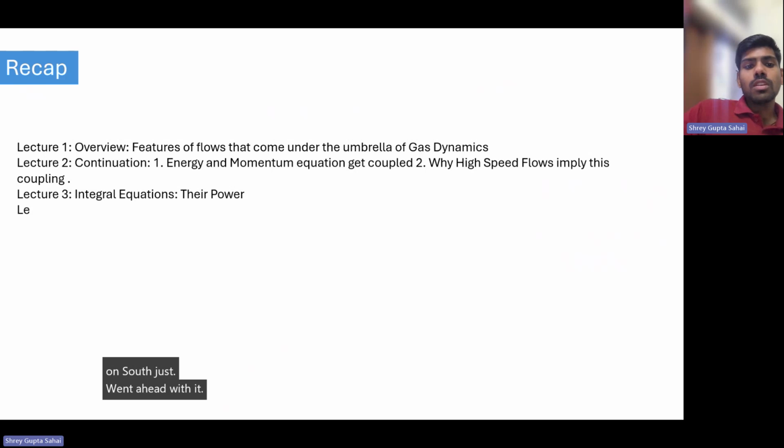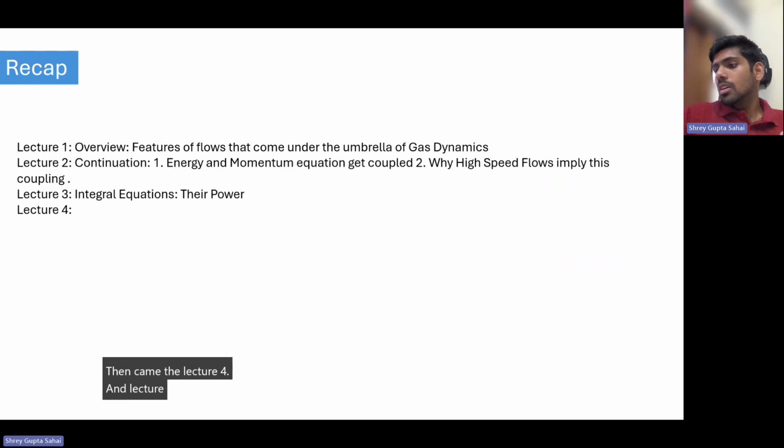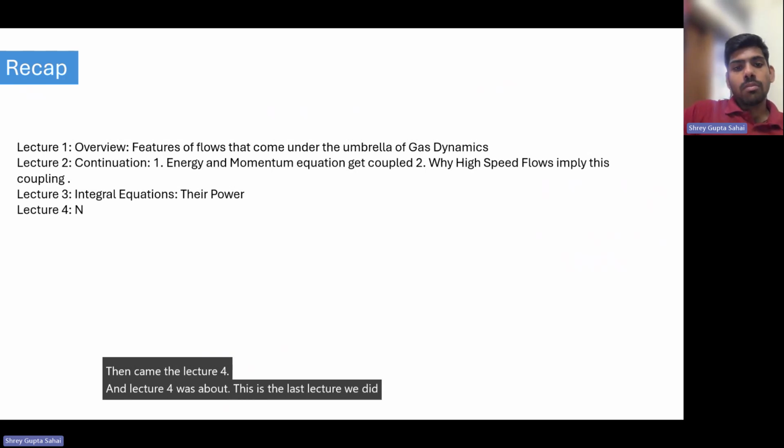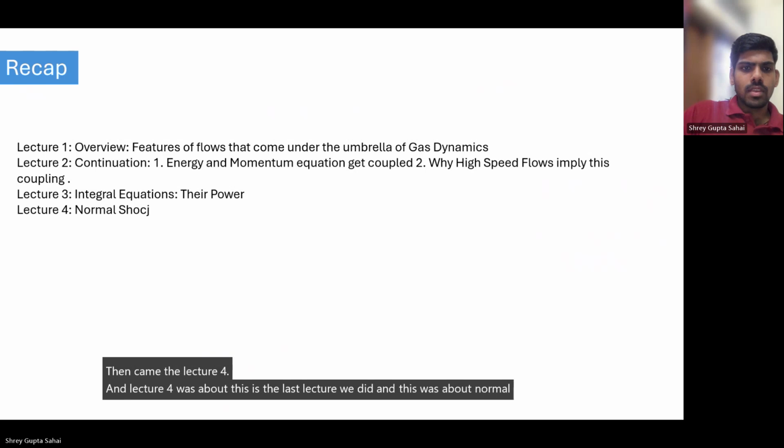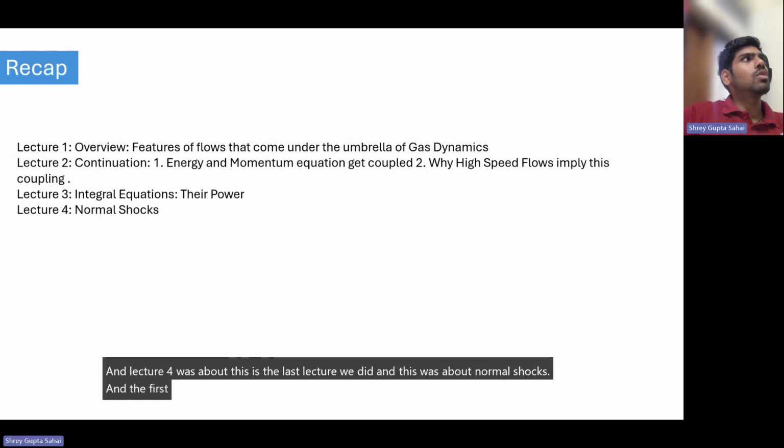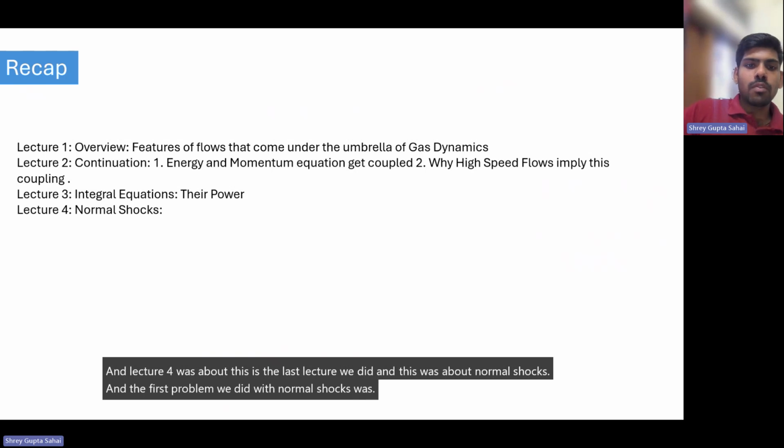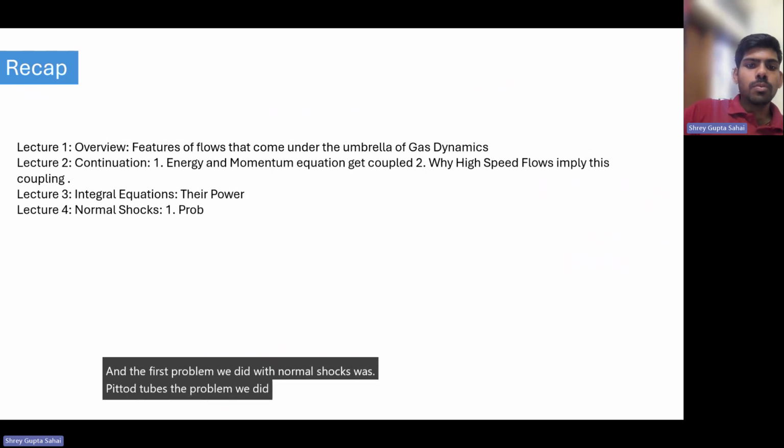Then came lecture 4, and lecture 4 was the last lecture we did, and this was about normal shocks. The first problem we did with normal shocks was the pitot tube. So the problem we did was the pitot tube.